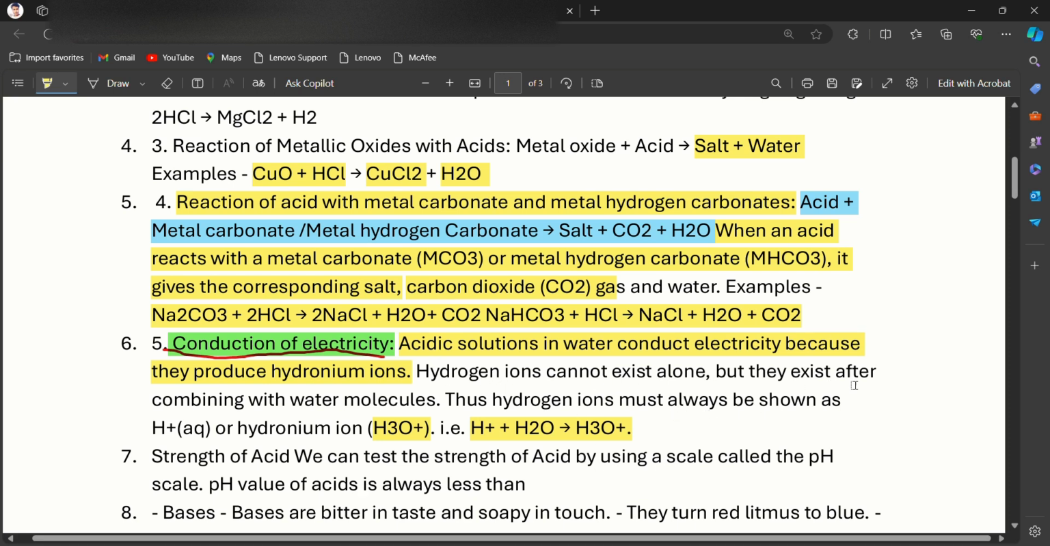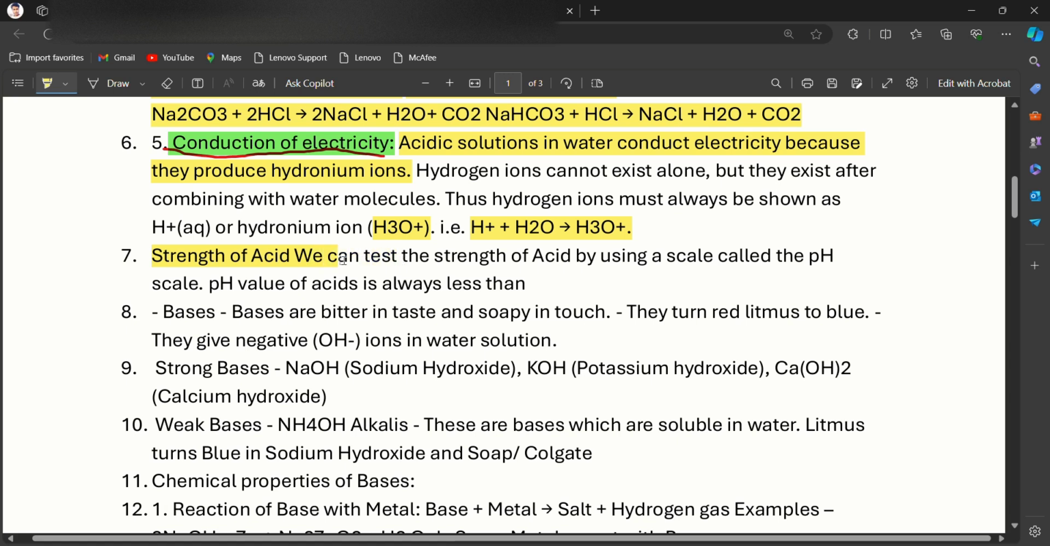Okay, so hydrogen ion cannot exist alone, but they exist after combining with water. हाँ, H प्लस आयन कभी भी सोलरली एग्जिस्ट नहीं करते हैं. कह ही रहा है कि जो हाइड्रोजन आयन है वो अकेले कभी नहीं होंगे. तो वो क्या करते हैं, वाटर जो H2O होता है उसके साथ मिक्स होके H3O प्लस फॉर्म कर लेते हैं. That's the hydronium ion.